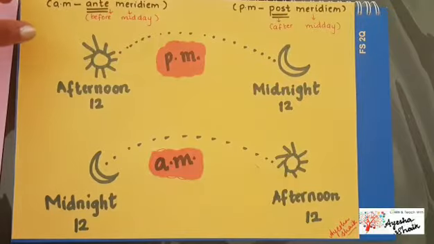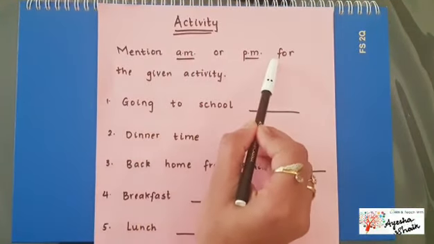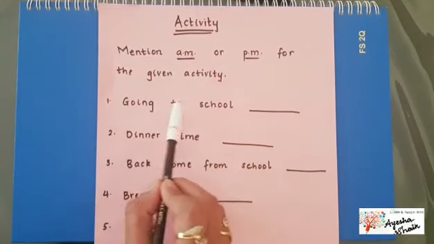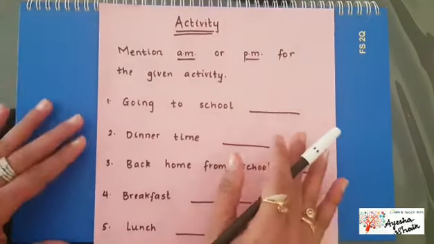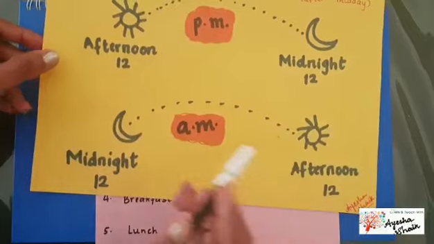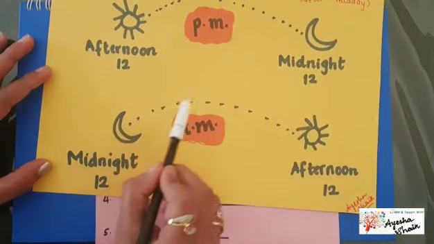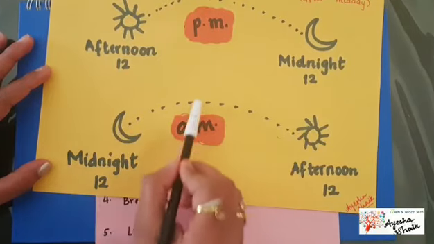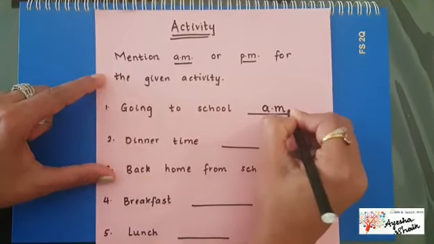Now I'm going to show you an activity, a worksheet, which we are both going to do together. That's this one. So here we are going to mention AM or PM for the given activity. Okay, going to school. When do you go to school? Everyone goes to school in the morning, most of us, isn't it? So is it AM or PM? Before midday or after midday? For sure it's before midday. Yes, before midday, that's AM. In the morning, see night, then it's morning, then it's afternoon, right? So morning, AM. So going to school, we say this as AM.